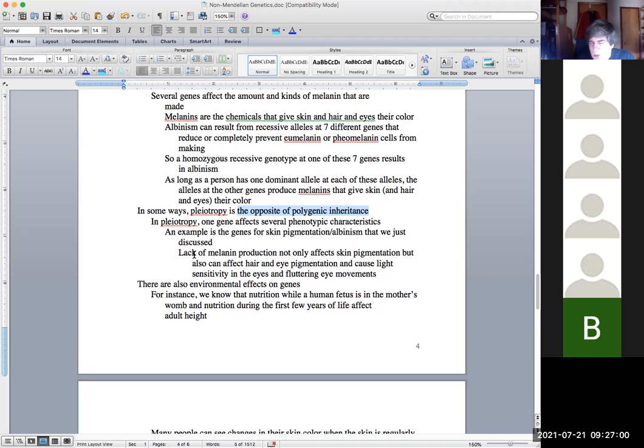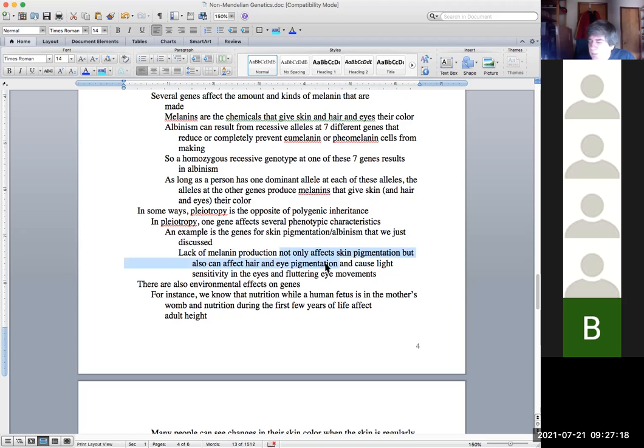So an example is what we just talked about. When we look at albinos and when we look at people who aren't albinos, it turns out that this doesn't only affect skin pigmentation, it also affects your eye and your hair pigmentation.